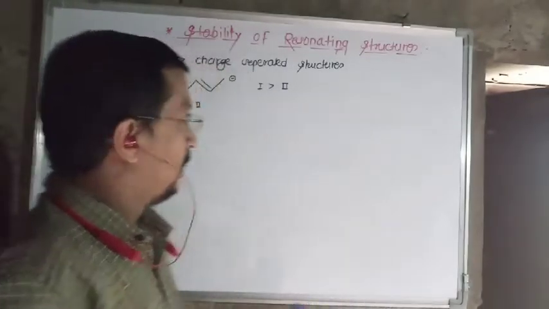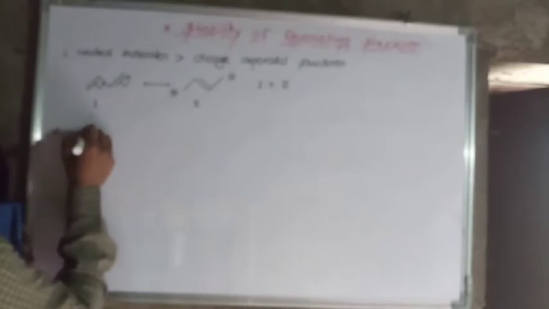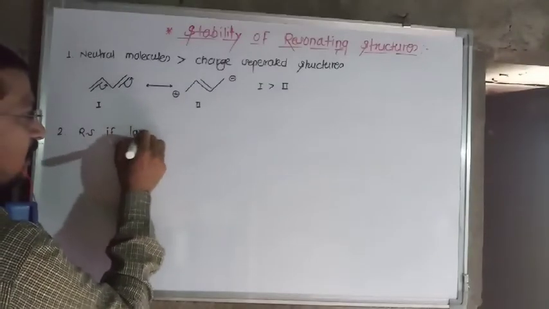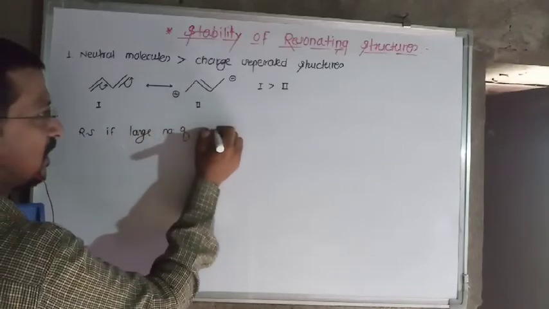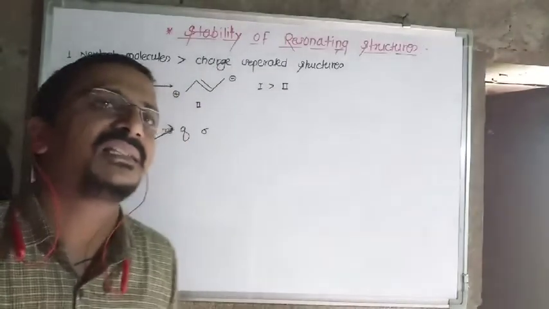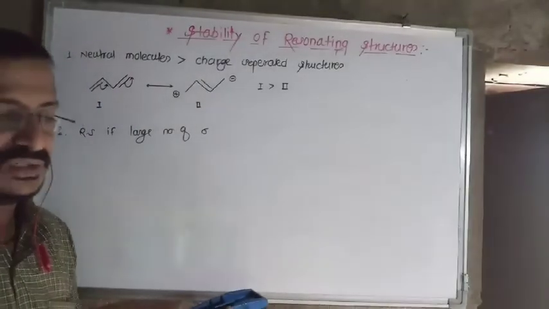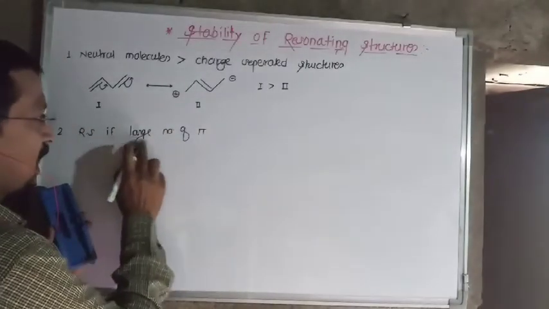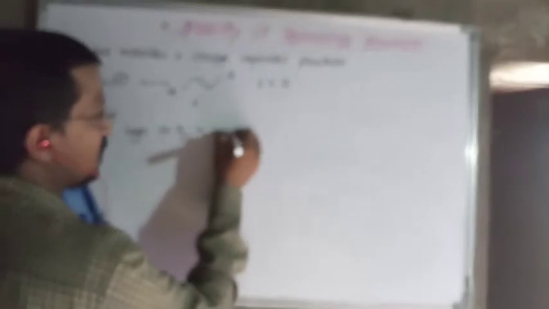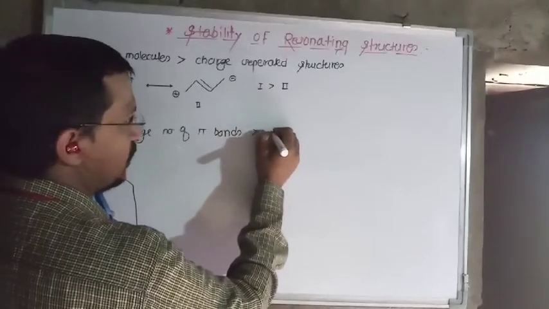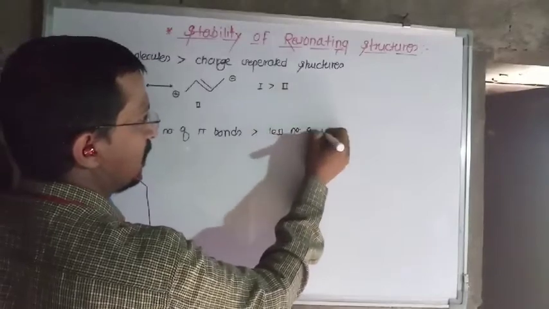Second point. Now, as far as the stability of resonating structures is concerned, resonating structures are more stable if the structure contains a large number of pi bonds. Sigma bonds are not the concern, because almost in all resonating structures the sigma skeleton is the same. It only differs in the pi bonds, as we saw in the last lecture in the points to draw resonating structures. That's why a structure with a large number of pi bonds is more stable than molecules with fewer pi bonds.